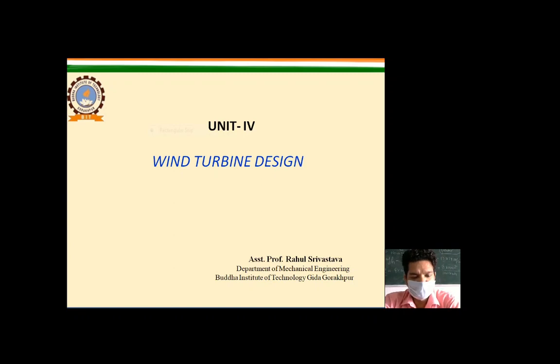In the previous lecture, what topic have we covered? Actually, we were talking about wind turbine design. In the wind turbine design, we talked about the horizontal axis wind turbine and the vertical axis wind turbine. Then we discussed the types of wind turbine and the components of wind turbine, how many types of components were used.